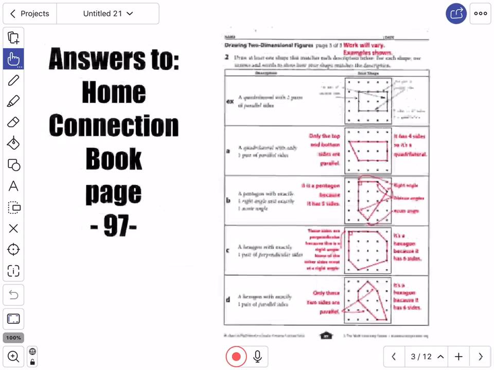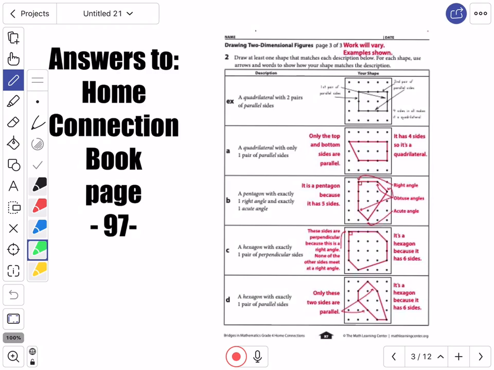On page 97, draw at least one shape that matches each description below. For each shape, use arrows and words to show how your shape matches the description. So here's an example, a quadrilateral with 2 pairs of parallel sides. So you can see the first pair of parallel sides and the second pair of parallel sides. So for a quadrilateral with only 1 pair of parallel sides, that would be a trapezoid. It has 4 sides, so it's a quadrilateral, and the top and the bottom sides are parallel.